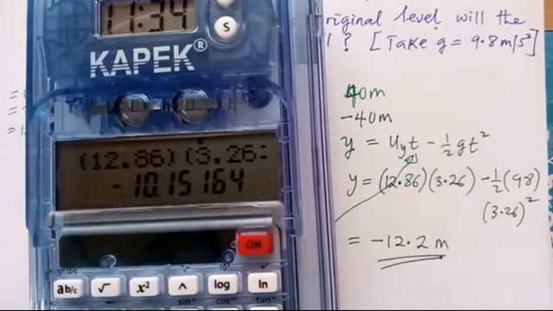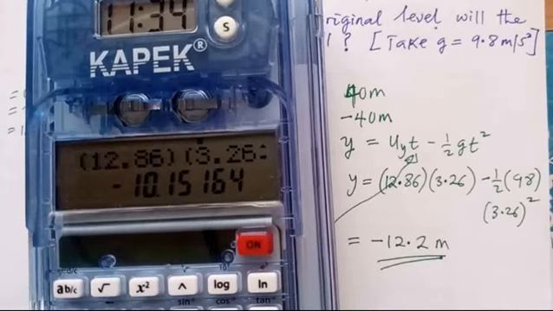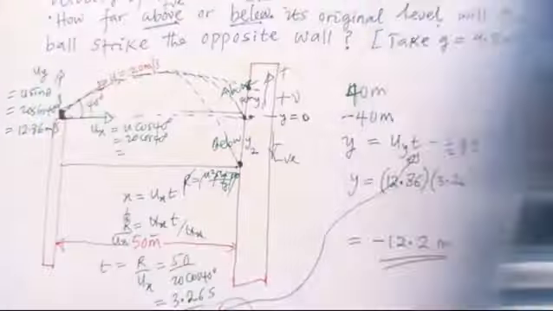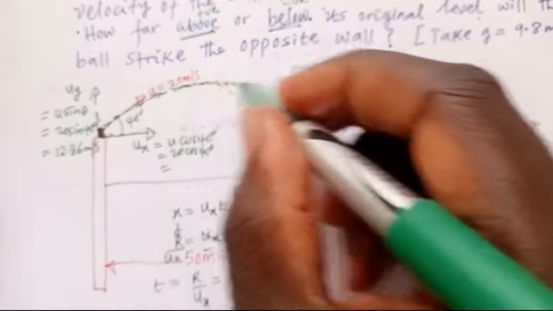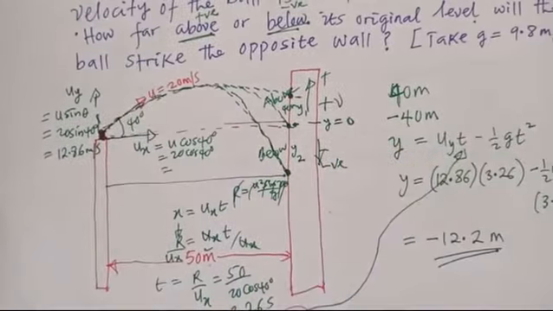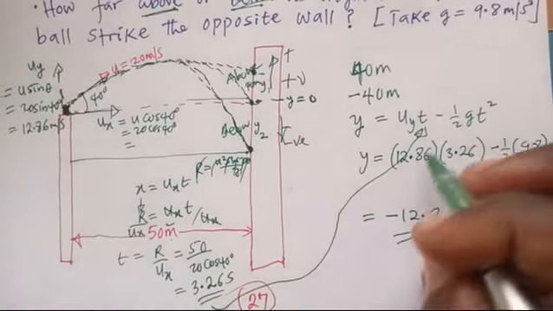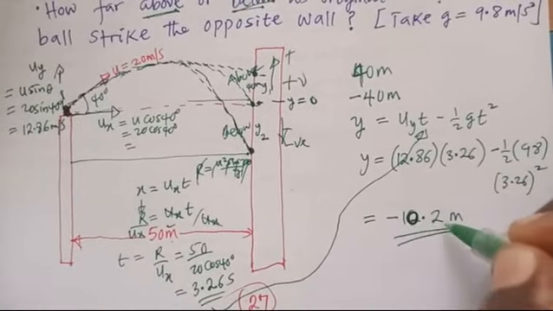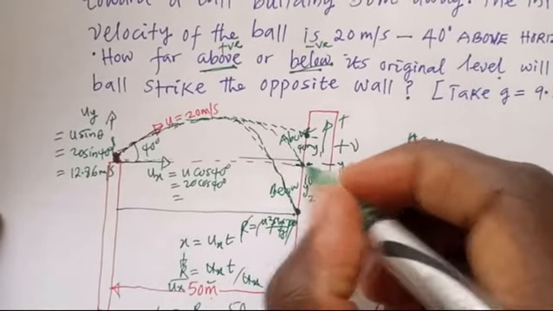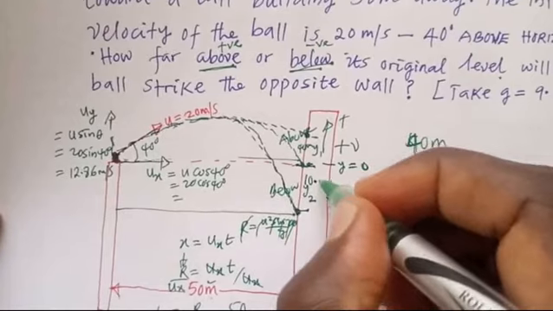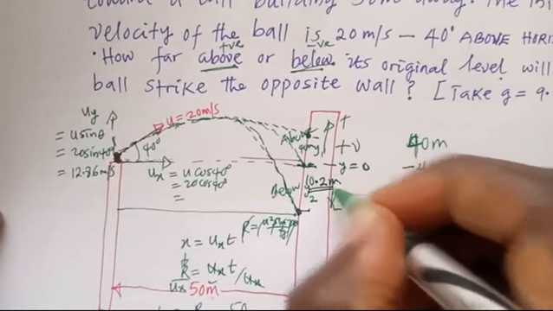So what does it tell you? Remember what we said. If it is positive, it hit above the level. If it is negative, it hit below the level. So the negative sign means that it hit below the level, and this is our correct path, the last one here. From this level to this level is 10.2 meters. Okay, this is the meaning.